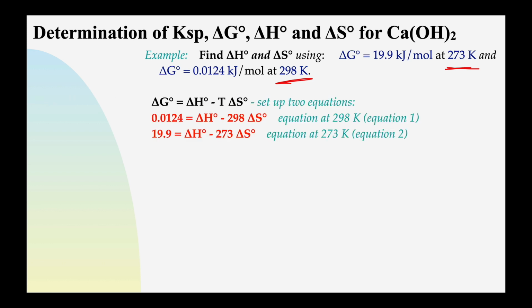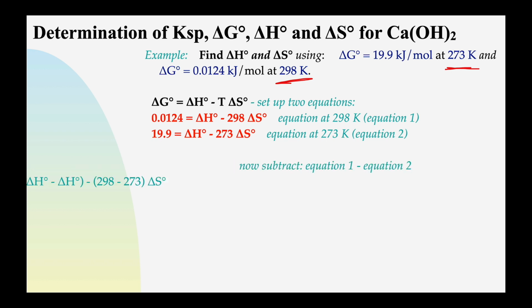So like we did on the last slide, we're going to have a delta G hot and a delta G cold. So the quote-unquote hot is the 0.0124, and that equals delta H minus 298, the hot temperature, delta S. We also have a cold delta G, which is the second equation, 273 being colder than 298. So 19.9 equals delta H minus 273, the temperature, times delta S.